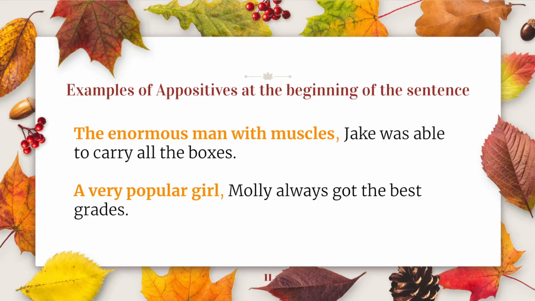Let's take a look at the other example. A very popular girl, Molly, always got the best grades. A very popular girl is our appositive phrase, and it is at the beginning of our sentence.